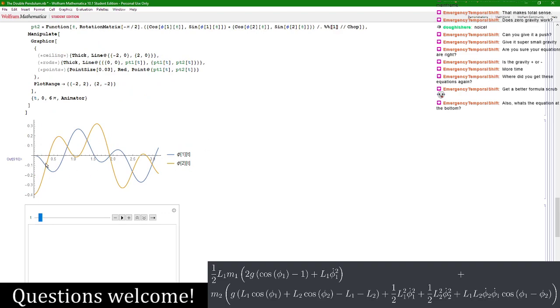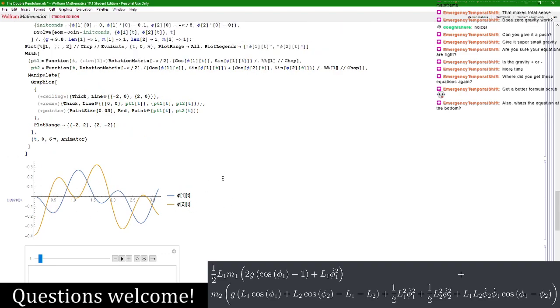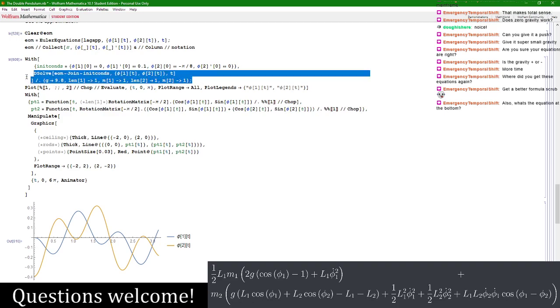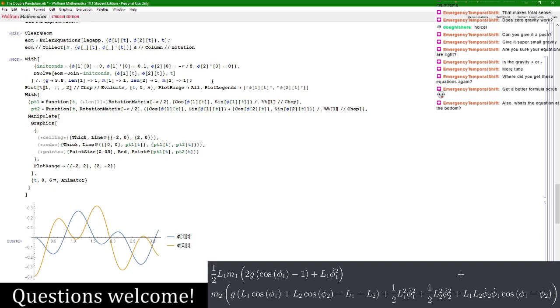Look how nice that is. Whee! Let's see. I'm going to clean this up off stream and make it a much nicer environment to play around with also.